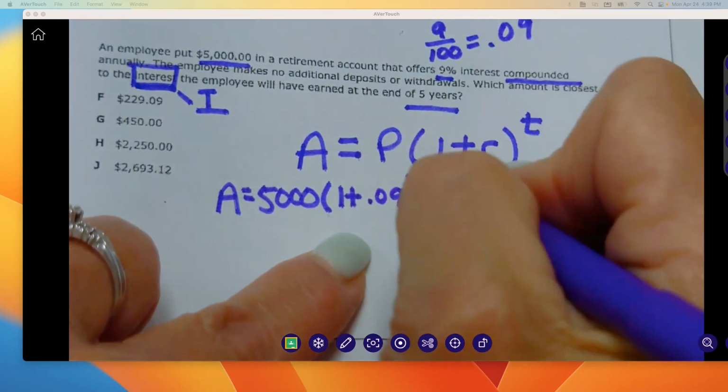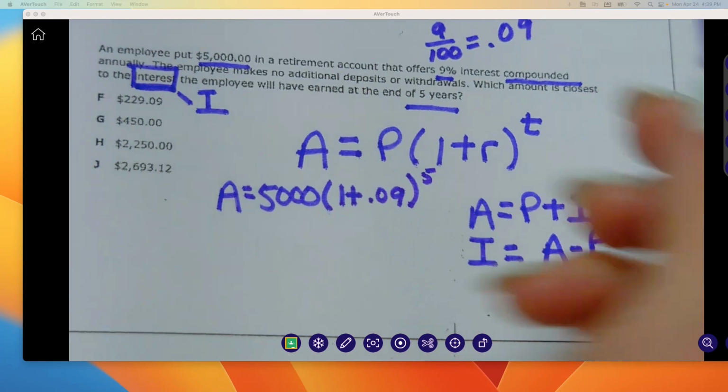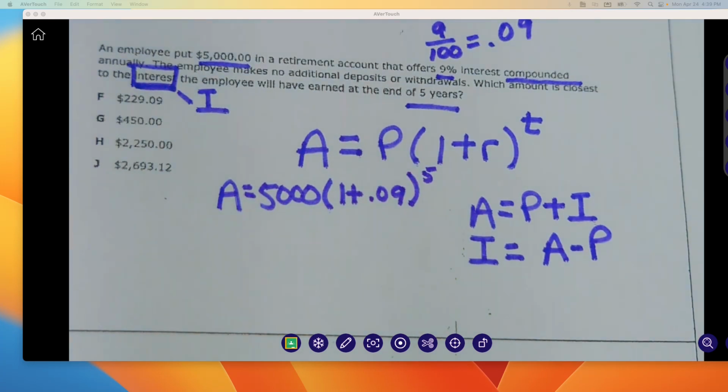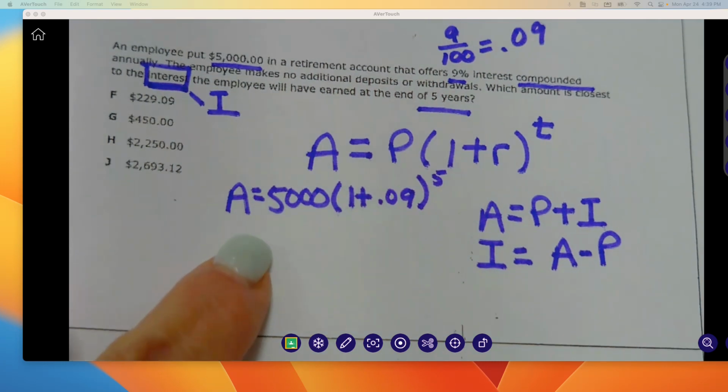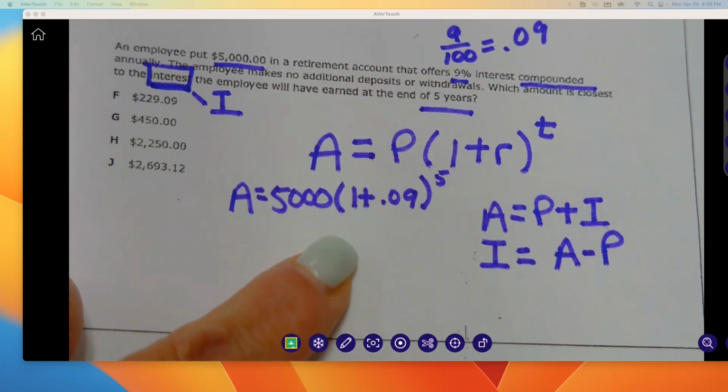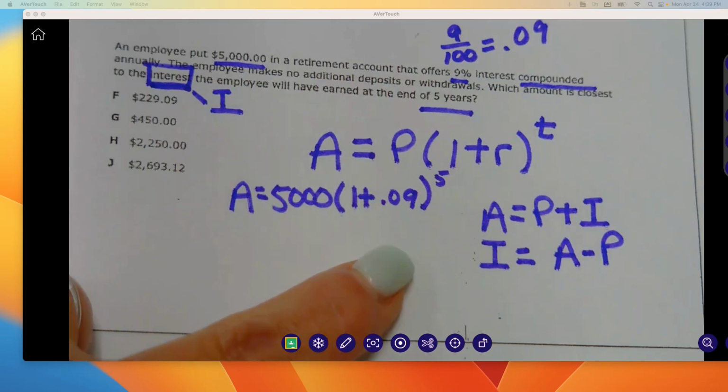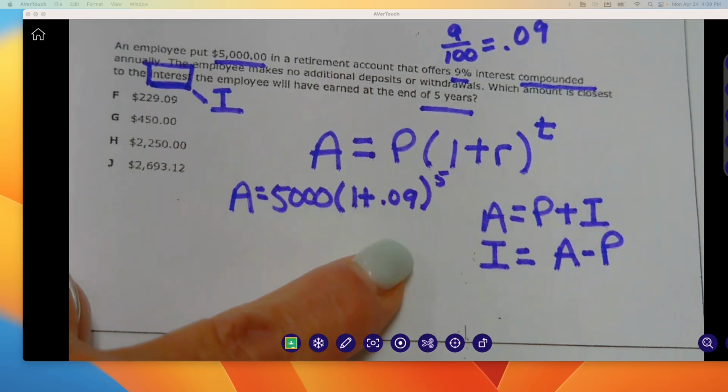And my time is 5 years. Do not forget to put that as an exponent. Okay, so I'm going to come over here to Desmos. I'm going to carefully put this in. So I have 5,000, parentheses, 1 plus 0.09, close parentheses. My exponent is 5. So remember, I'm going to hit that AB, and it's going to be flashing, and then I'm going to put in 5.